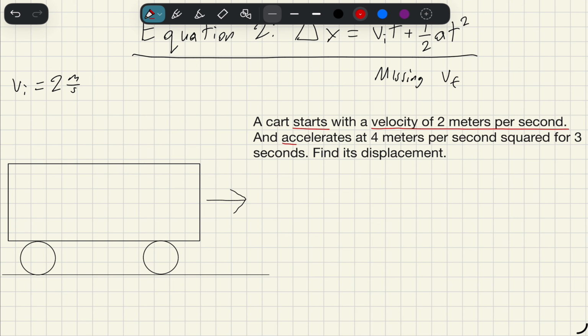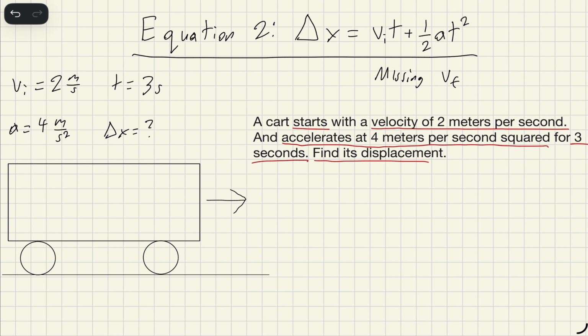Then we have that the cart accelerates at 4 meters per second squared. So we have our acceleration. And it says that it does this for 3 seconds. So we have our time. Finally, it asks us to find the displacement, which shows us what we want. Once you've written all these out, if you have the kinematic equation memorized, you can easily see that equation 2 is the one that applies. So we can take all of these variables and plug them into equation 2.